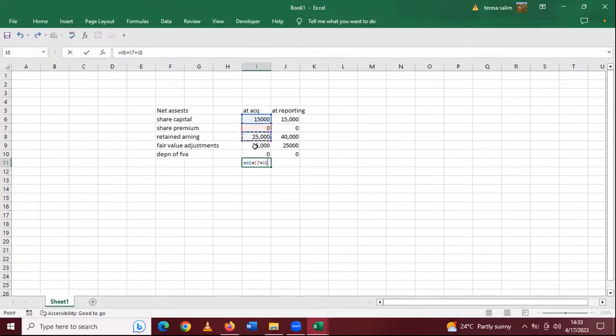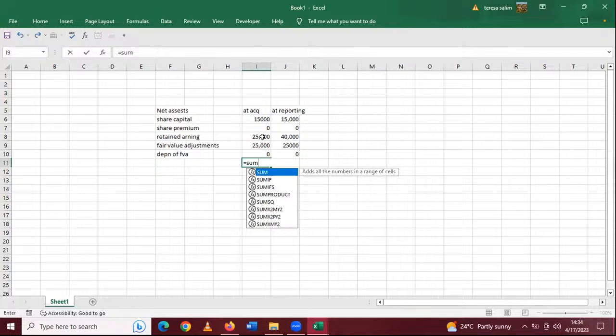What if the cells were very many? Terry, there is a shortcut. The sum. At a sum itself is much better actually. Sum.